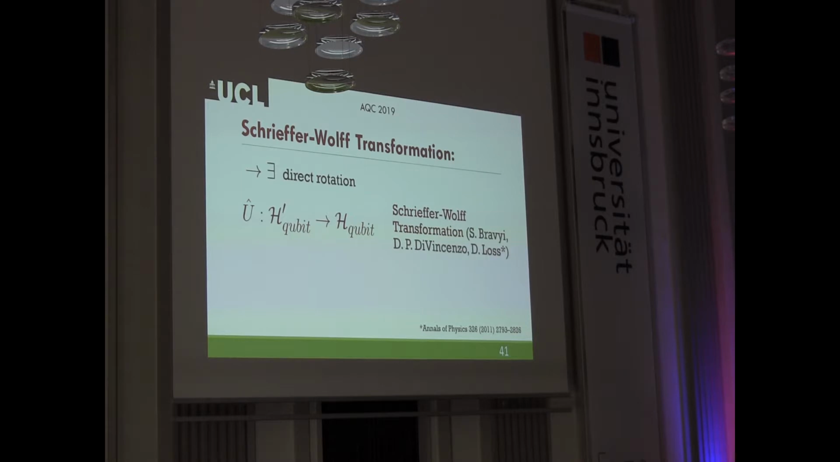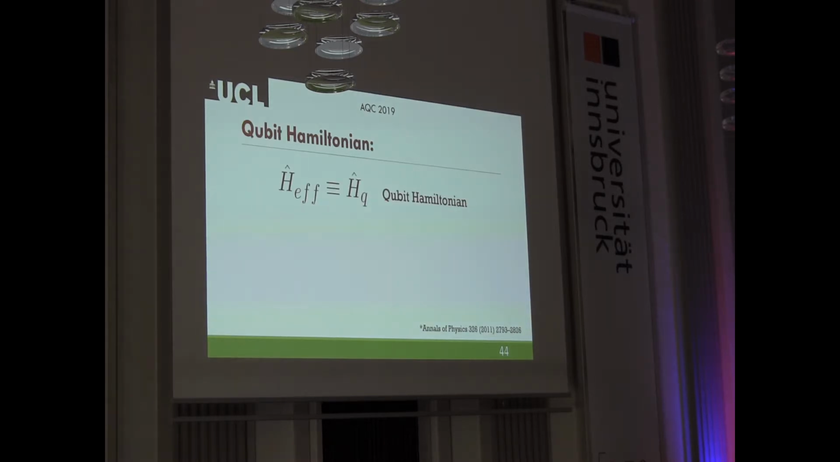Now the Schrieffer-Wolff transformation theory tells us that since these two subspaces have the same dimension, we can define a rotation between them, which is called the Schrieffer-Wolff transformation. And with that, we can define an effective Hamiltonian of the system that has the same low energy spectrum as the original Hamiltonian and only acts on the qubit subspace. So by definition, this will be our qubit Hamiltonian.